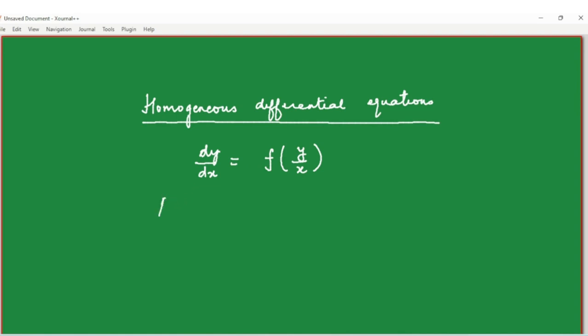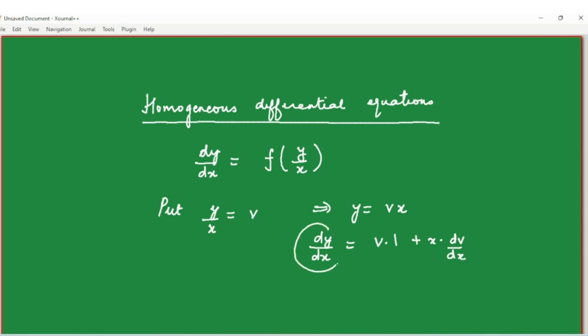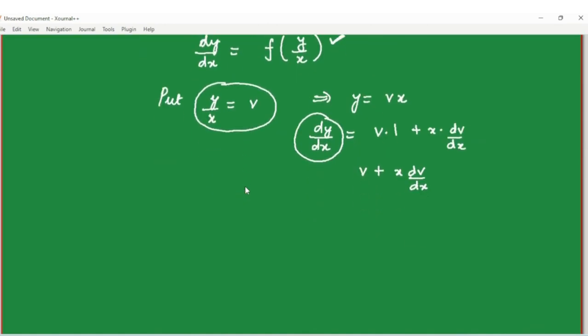and the procedure for solving such differential equations is that you put y by x as the new variable, let's say v, or you can say y equal to vx, so that your dy by dx becomes, since it's a product of two functions of x here, so we apply product rule here, v into the derivative of x, which is 1, plus x into the derivative of v with respect to x. So the old derivative dy by dx gets replaced by v plus x dv by dx, and whenever the differential equation looks like this, it's going to become separable in v and x after we put y by x as v. So let's solve some problems to see how this method works.